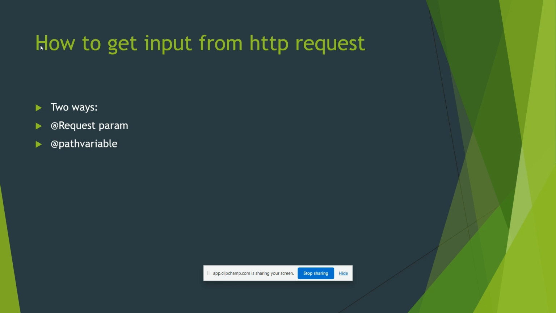Hey guys, in this video I'm going to talk about how to get an input from the HTTP request. There are two ways to get an input from the HTTP request. We use two annotations called request param and path variable. So in this video I'm going to show you the first way, how to get an input from the HTTP request using the request param annotation.